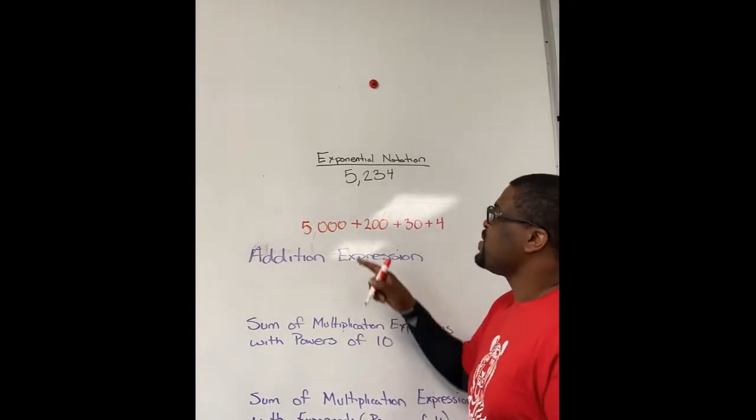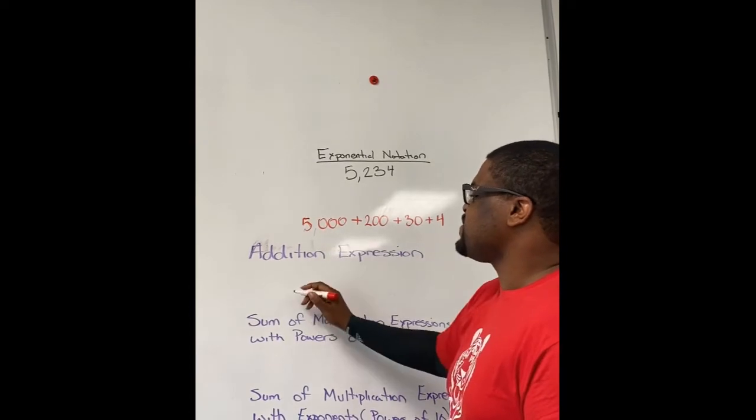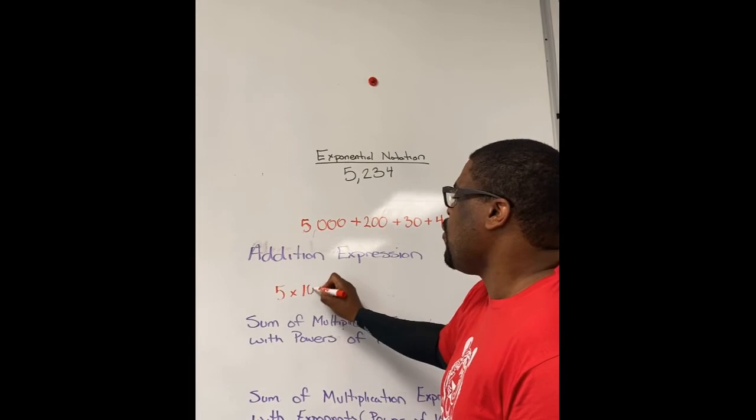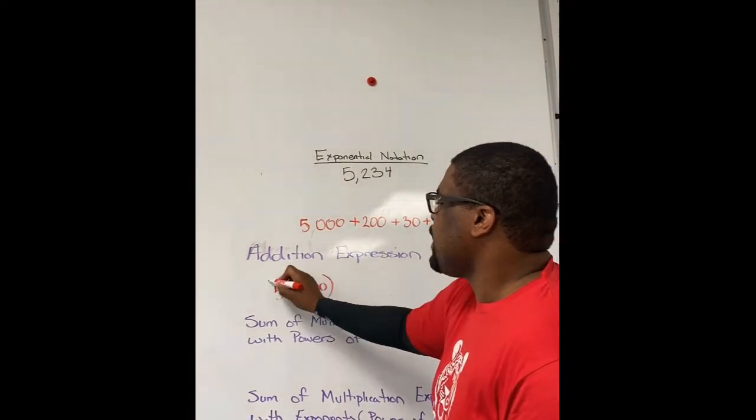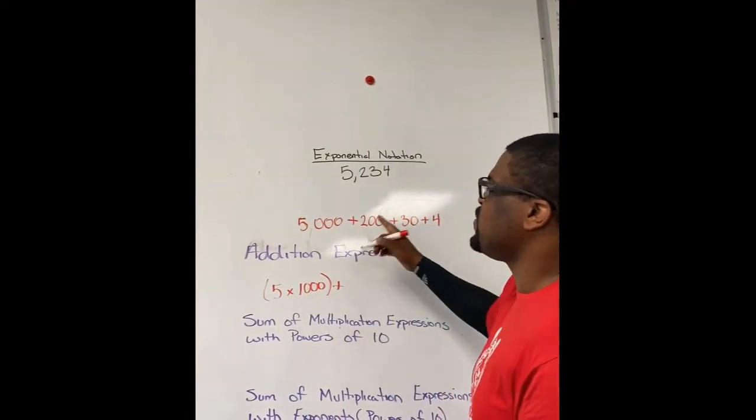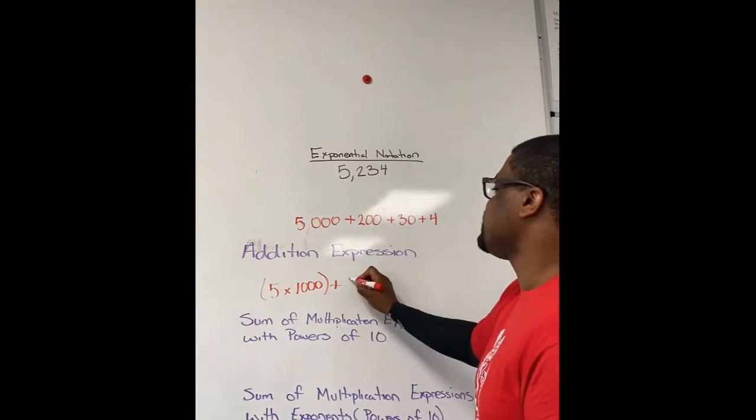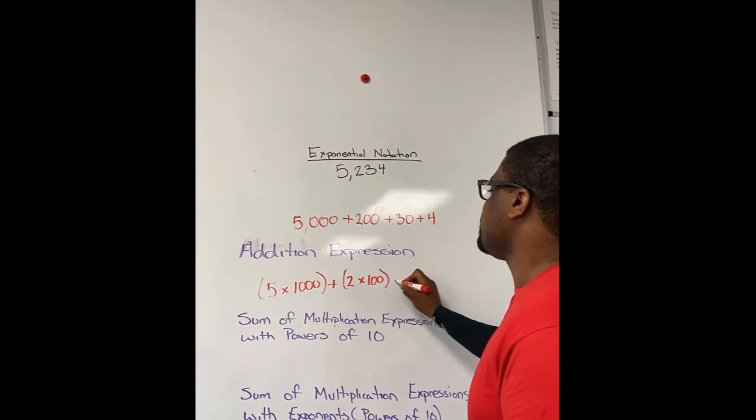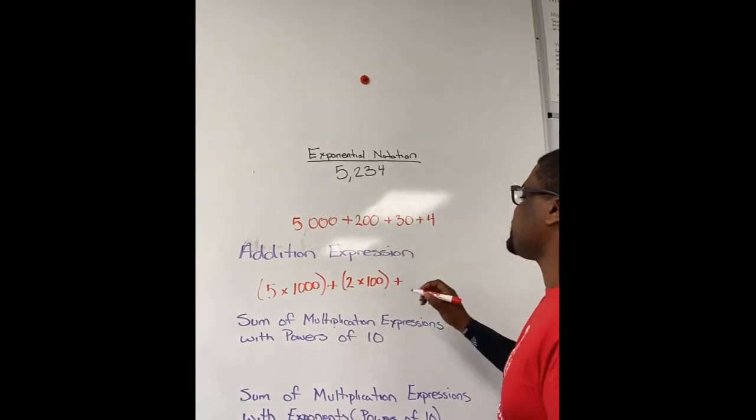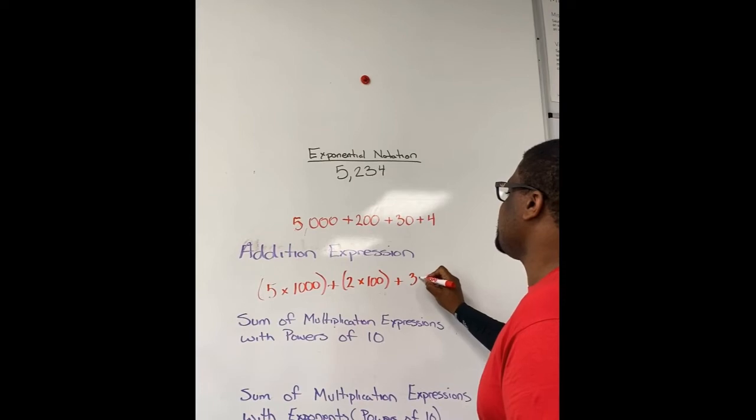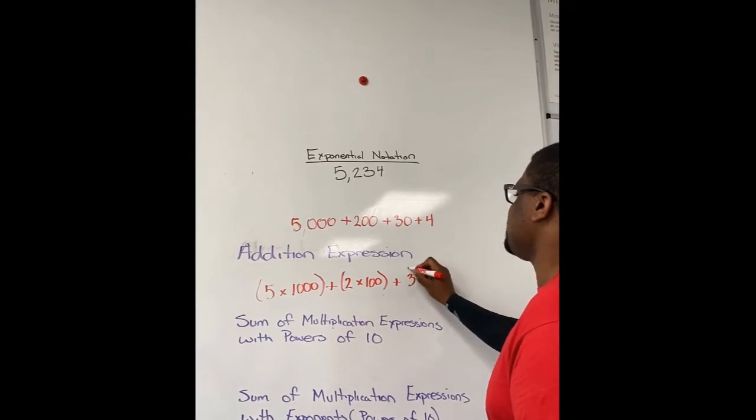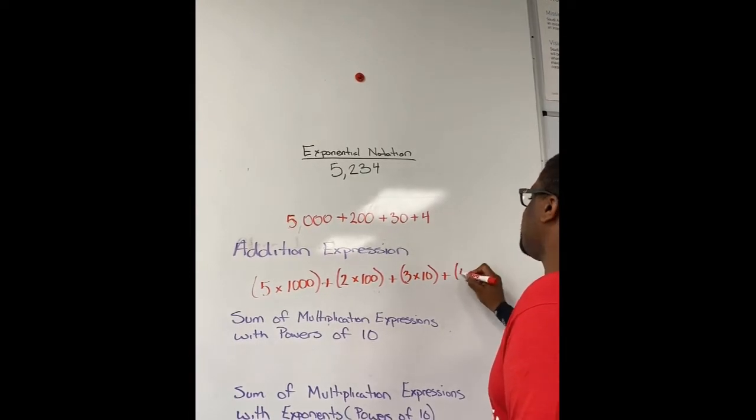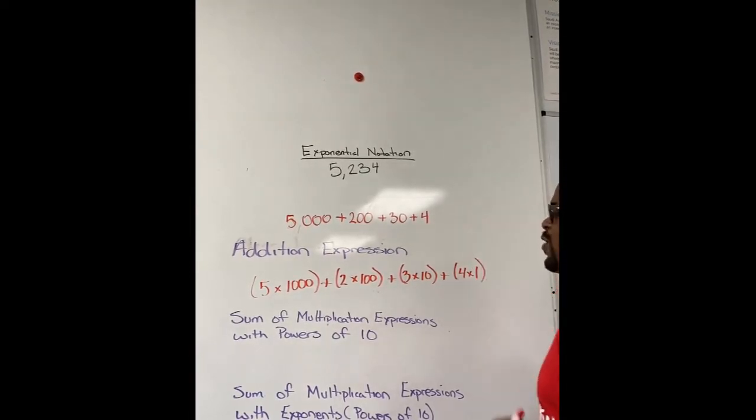So here, instead of writing 5,000, we have 5 times 1,000 plus, and then we move to our hundreds place, which is 2 times 100 plus, now we're in our tens, 3 times 10 plus, and now we're in our ones place, 4 times 1.